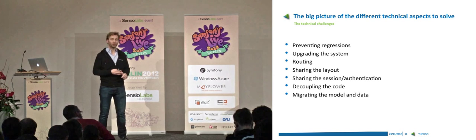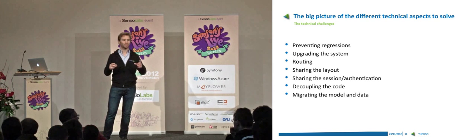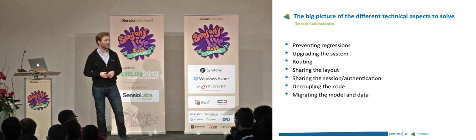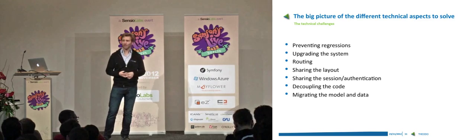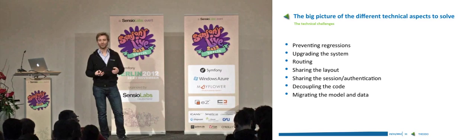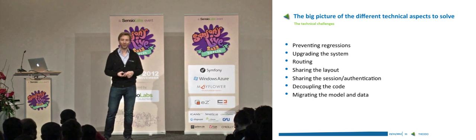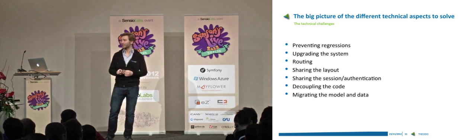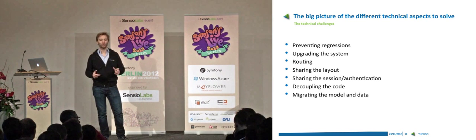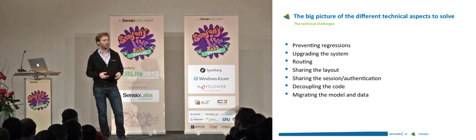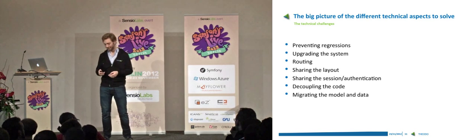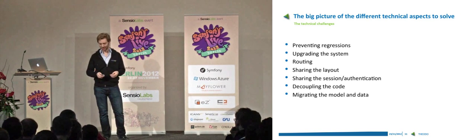Then there's the layout that you want to share. You want your rewrite to be transparent for the end user, so you want to share the same layout, the same visual aspects. Then you want to share the session, the authentication system, so that people don't have to log in twice. And then you're attacking the 2 most difficult aspects, which are decoupling the code, isolating modules, so you can really rewrite them and trash them bit by bit, and migrating the model and the data, which is the last one because it's the hardest one.